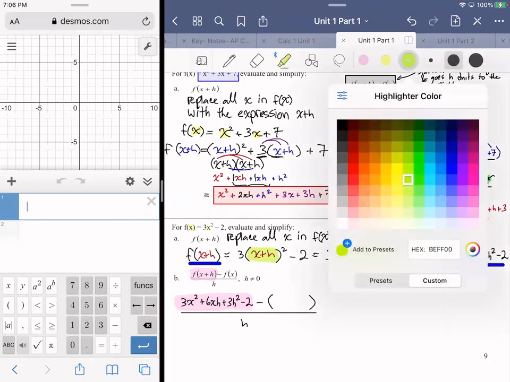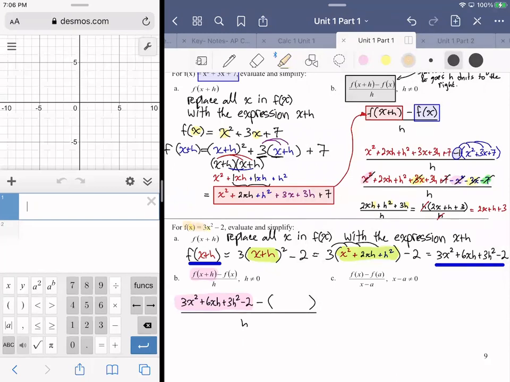Get a different color highlighter here. I'm going to go with an orange, a variation of orange. So this is what f of x is. F of x is the 3x squared minus 2. So I'm going to put in a -2 squared, I'm sorry, 3x squared minus 2. And now I just have to simplify this. And once I do that, I'll have my answer. So 3x squared plus 6xh plus 3h squared minus 2. Again, that understood -1 is going through. So -1 times 3x squared, -3x squared plus 2 all over h.